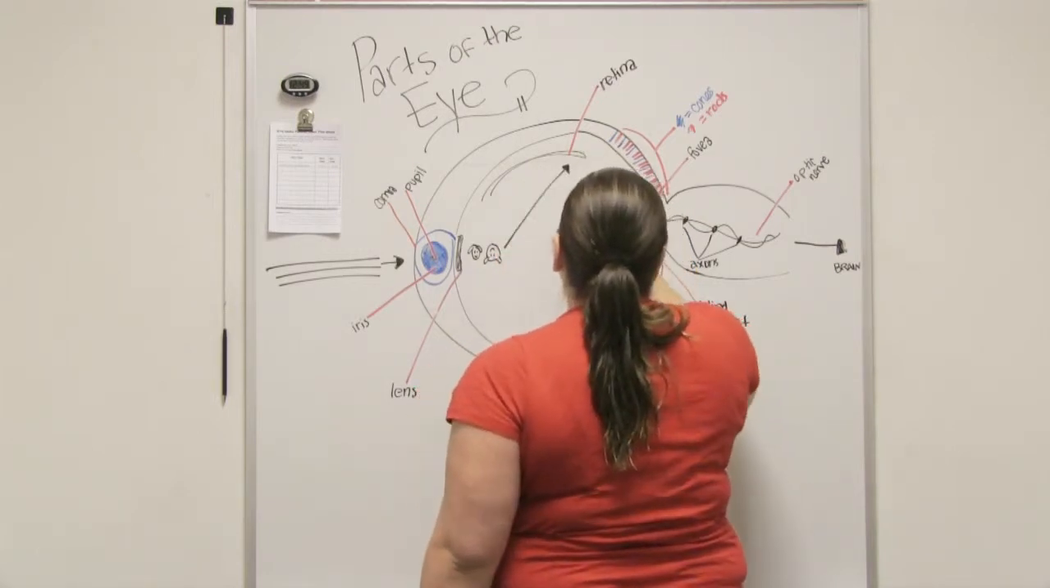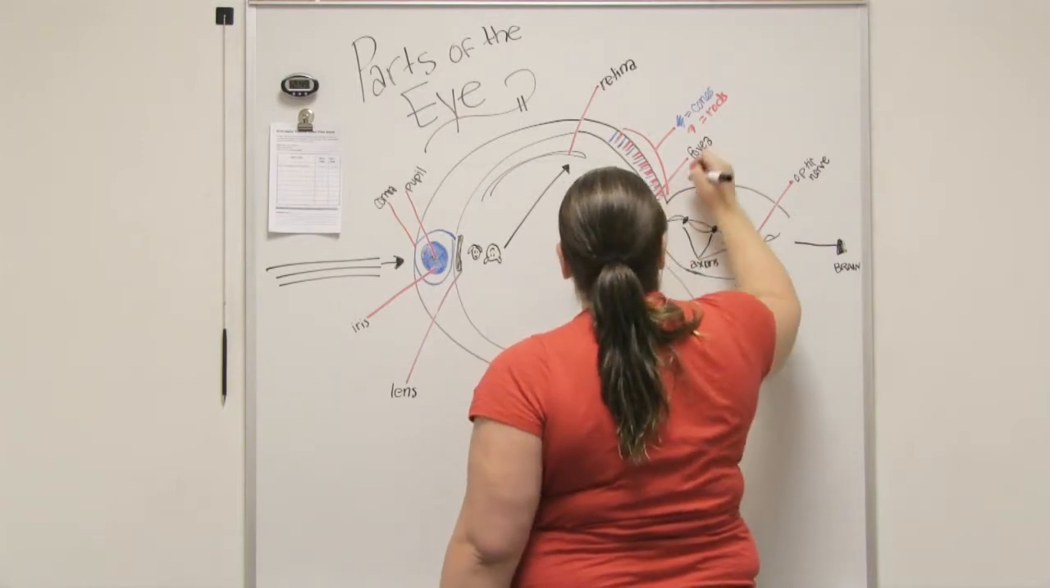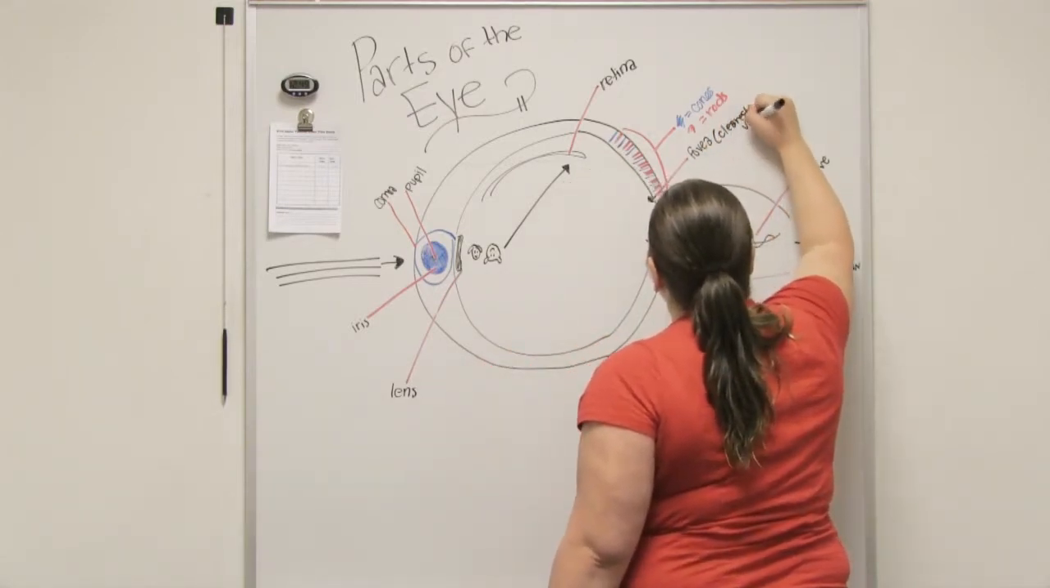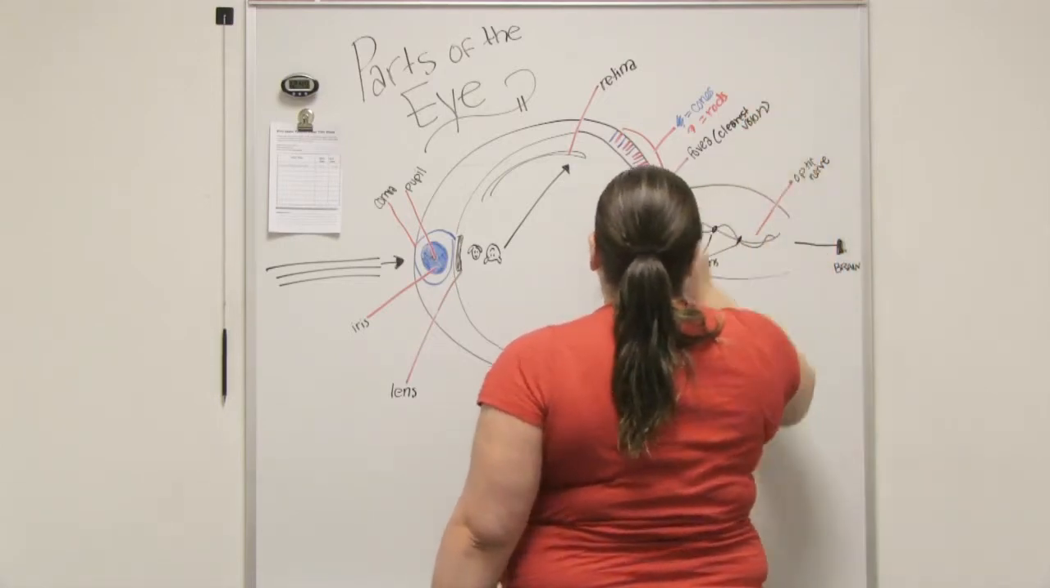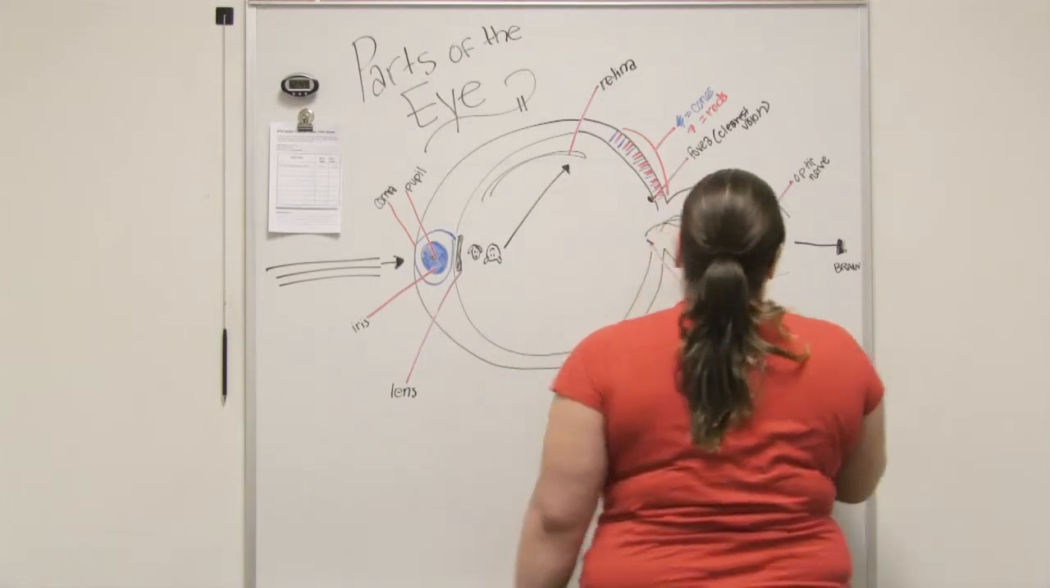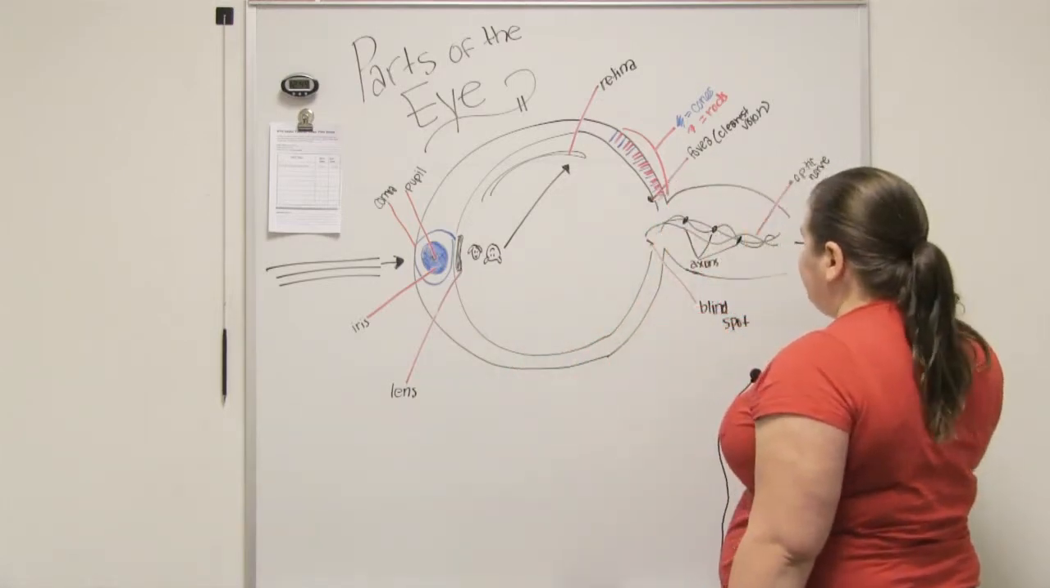And then the image goes to the clearest spot. So our clearest vision is if we can get it straight to the fovea. And then it goes along the optic nerve, which is full of bundled axons, and it goes to the brain.